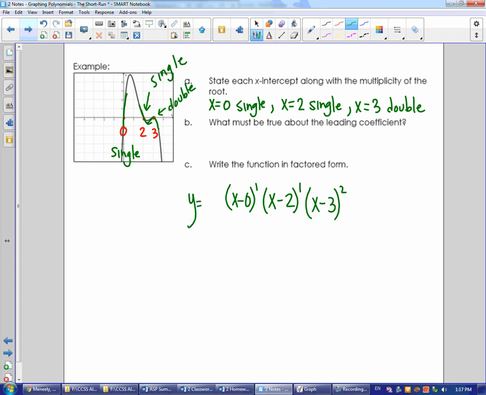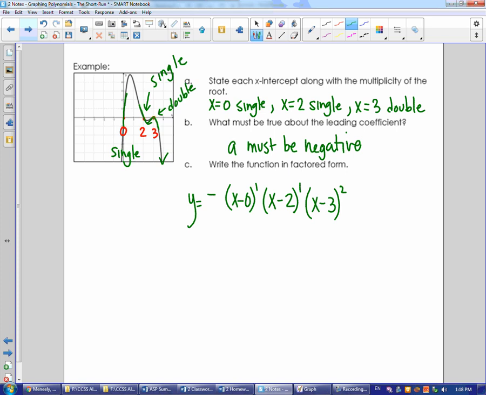We also have to consider that leading coefficient. What must be true about the leading coefficient if my graph is pointing down to the right? The a value, that leading coefficient, must be negative. That's the only way that my polynomial will decrease to the right. The leading coefficient must be negative. So I'm going to go ahead and put a negative there. Now, there are other ways to find the exact value of a, but in all of these examples, we'll assume that that leading coefficient is either a positive 1 or a negative 1.